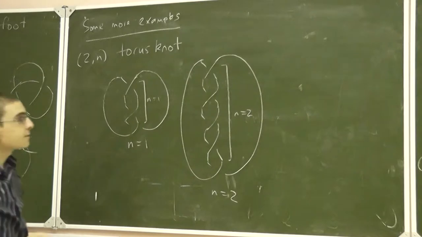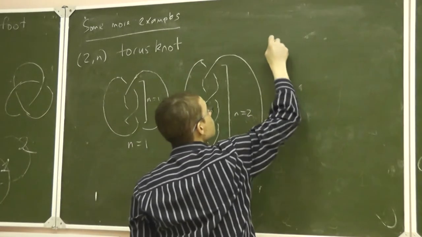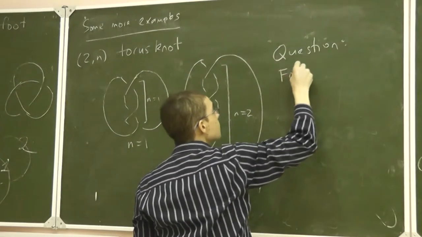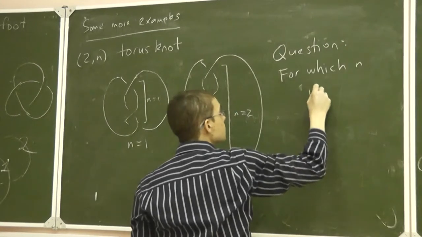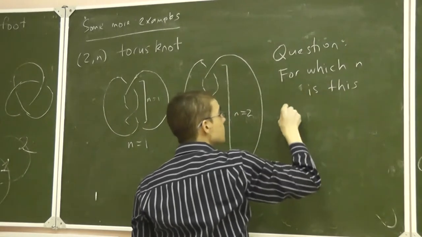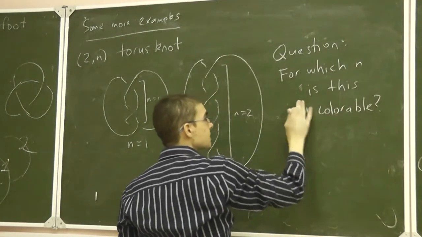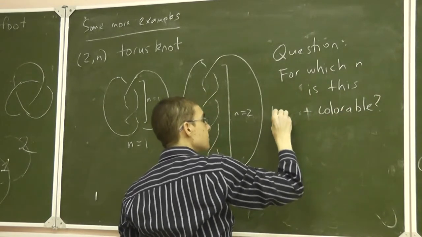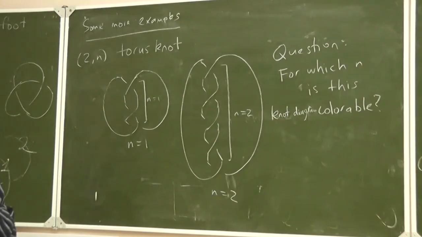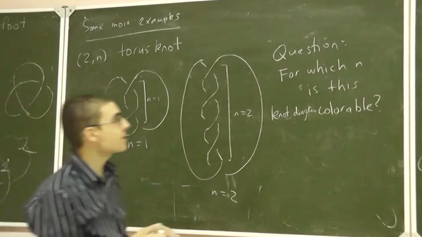And the question is, which n is this knot colorable? Or to be more precise, this knot diagram. Okay, so in your books, play with that a little bit, and I'll write another problem.